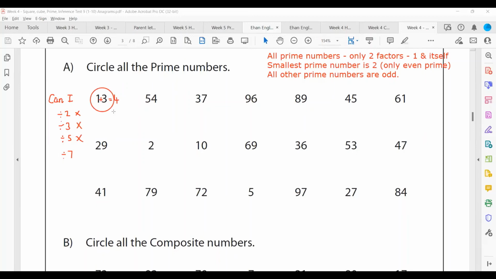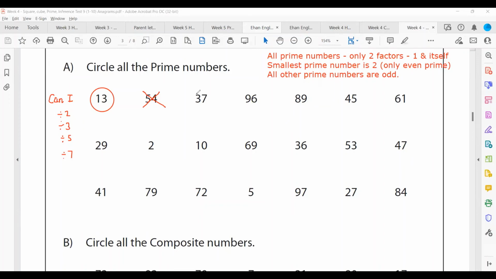So let me just get rid of those other little scribbles I've got on there. Okay, so the next number we're looking at is 54. Well, it's even, so therefore we know it cannot be prime. 37, so can we divide by 2? The answer again is no. So we'll put a little cross here.